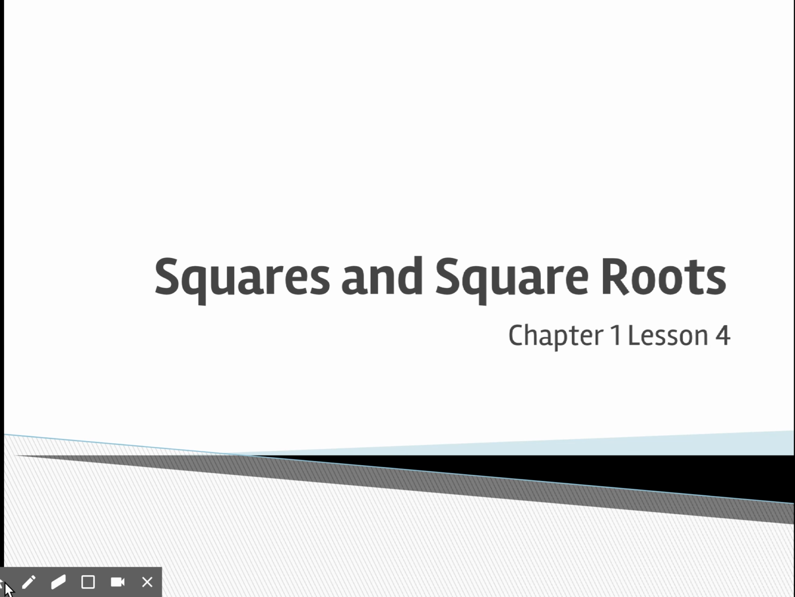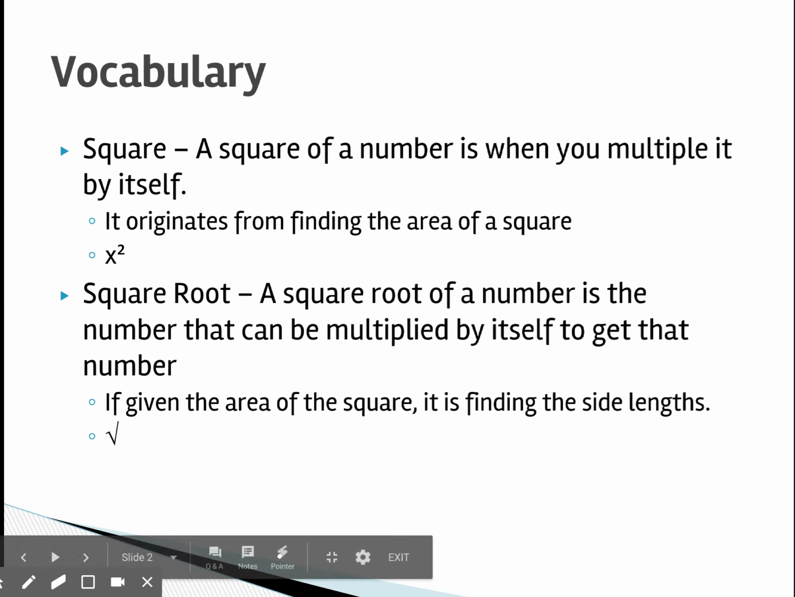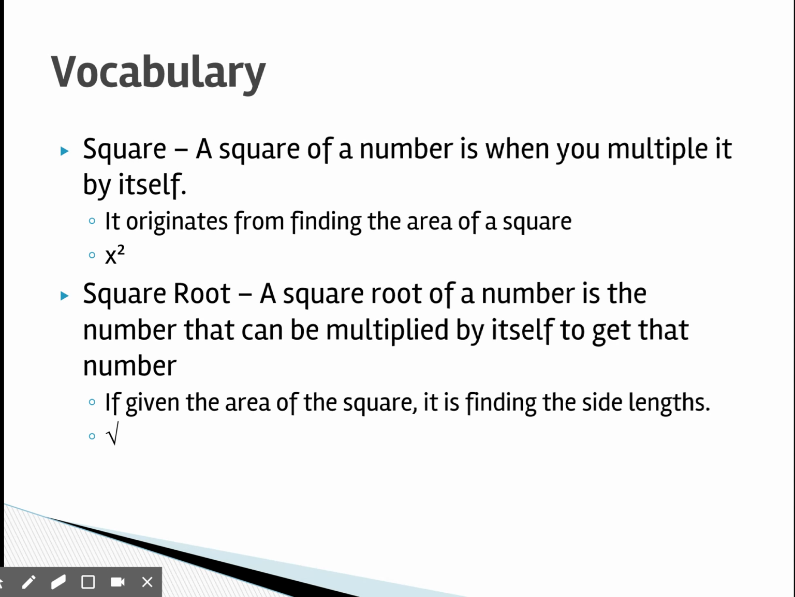Chapter 1, Lesson 4, Squares and Square Roots. Vocabulary. A square of a number is when you multiply it by itself. It originates from finding the area of a square. It will always be annotated with this exponent of 2. This variable x could mean any number. That 2 tells you you're multiplying something by itself 2 times. So in this case, x times x.